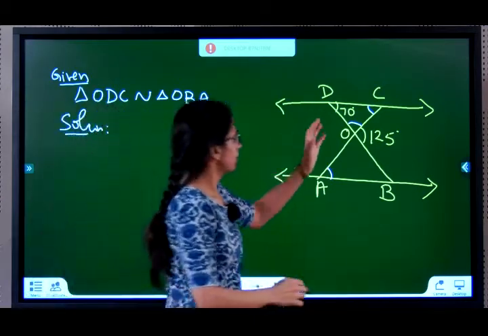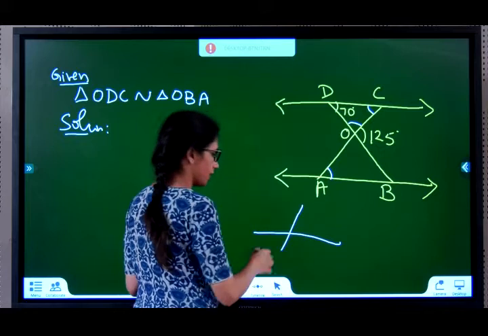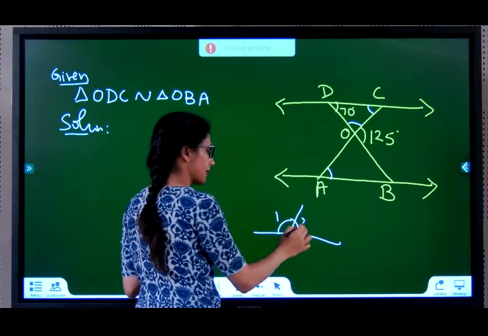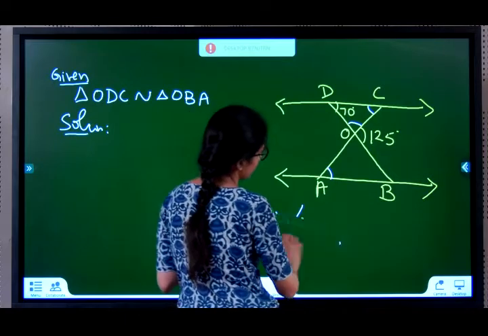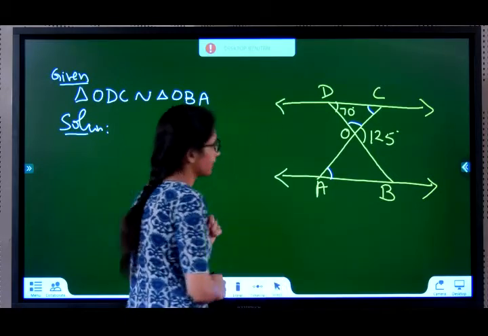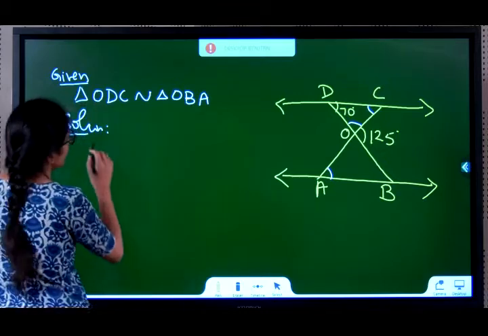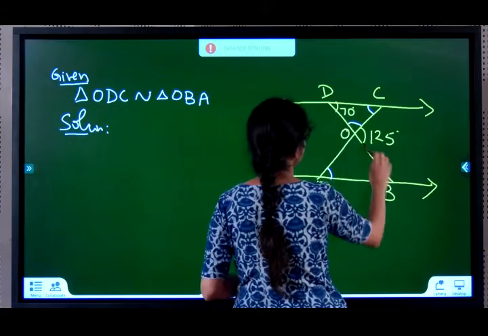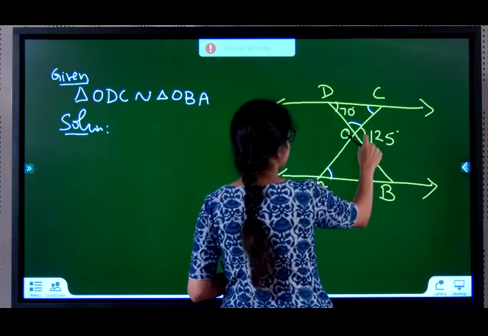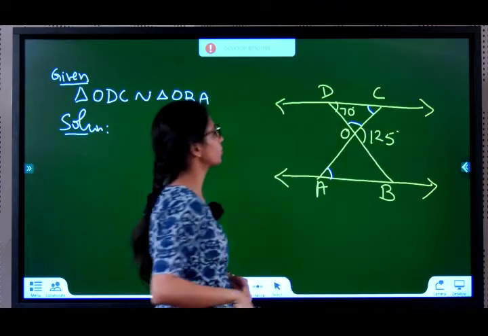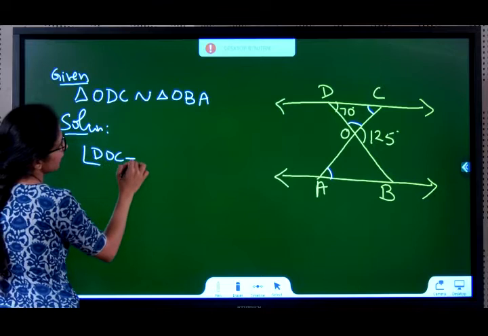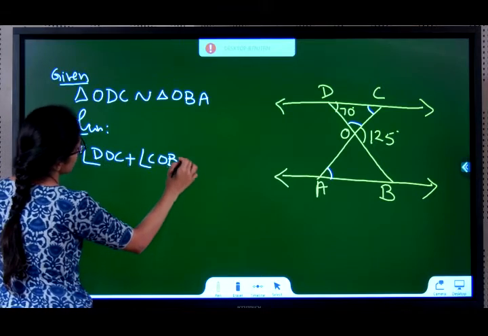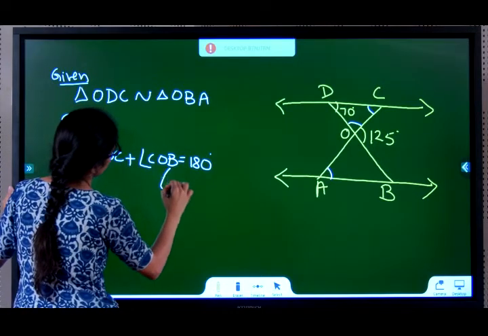See, on a line, if you have a line, this is called a linear pair. Angle 1 plus angle 2 will be 180 degree, right? Why? Because linear pair adds up to 180 degree. So we can say DB is a line. This angle plus this angle, DOC plus COB is 180 degree, right? So angle DOC plus angle COB is 180 degree. Why? Linear pair.